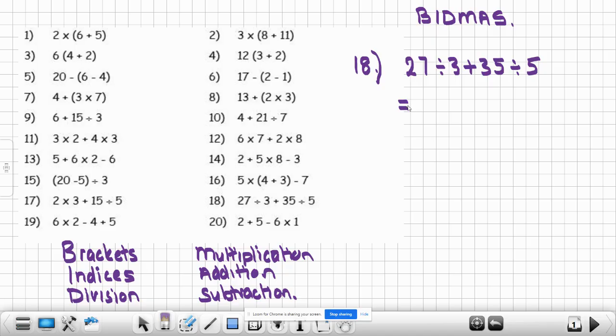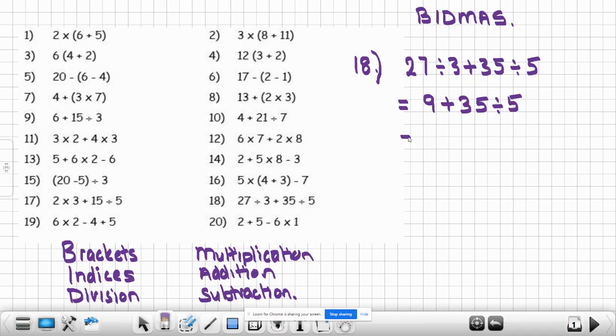So first off, I'm going to do it one at a time. I'm going to say 27 divided by 3, and 27 divided by 3 is 9. 3 can go into 27 9 times. And then I'm left with plus 35 divided by 5. Okay, so I've done that sum and replaced it with the answer.